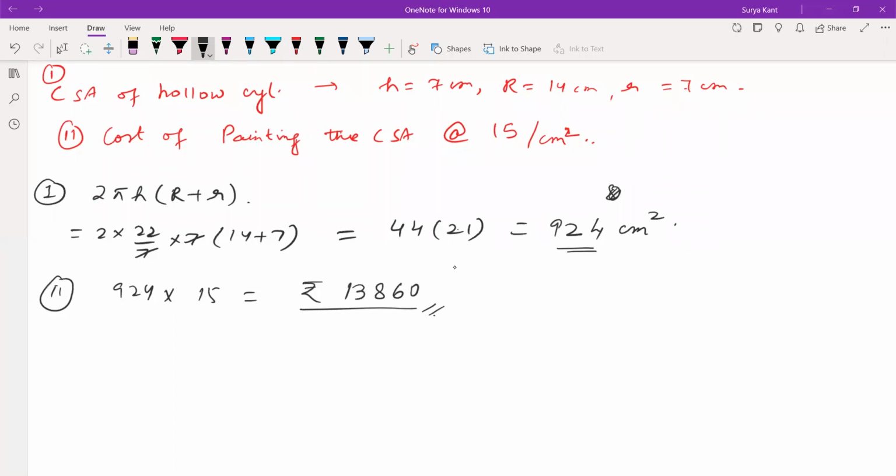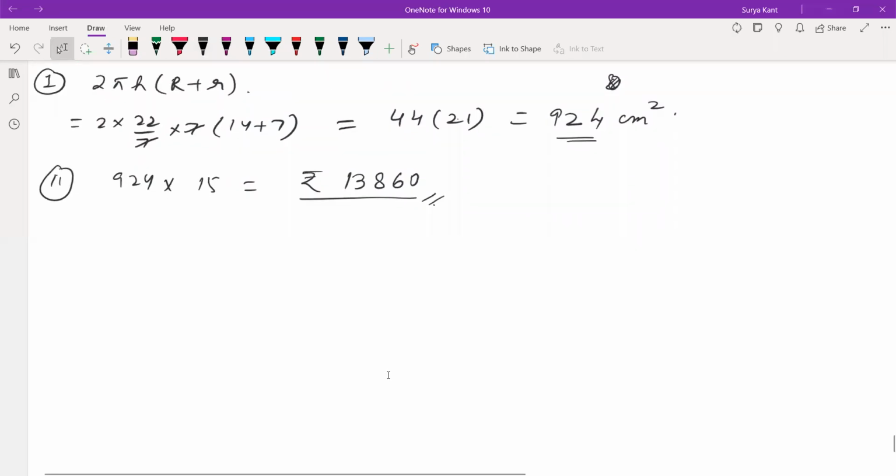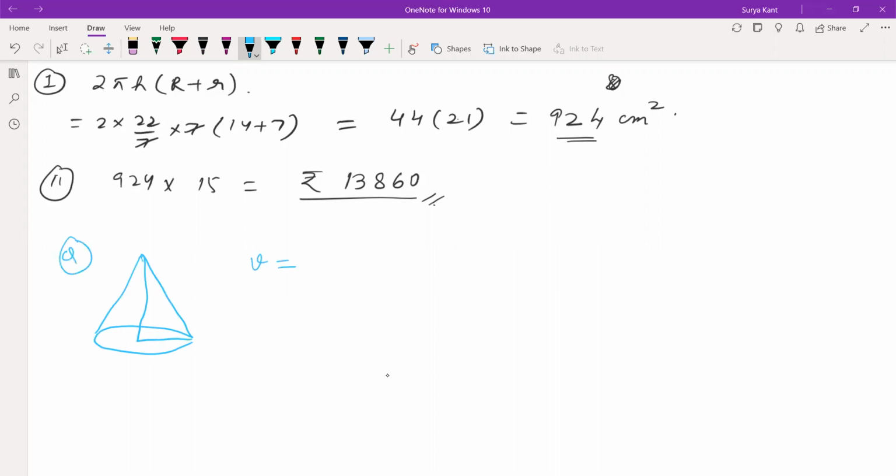Okay. Now you're having cone, right? Yes, sir. So this is your cone question. What is the volume of cone? Volume is 1 by 3 pi r square h, right? What is CSA of this? Pi r into L. What is TSA? Pi r into L plus R.